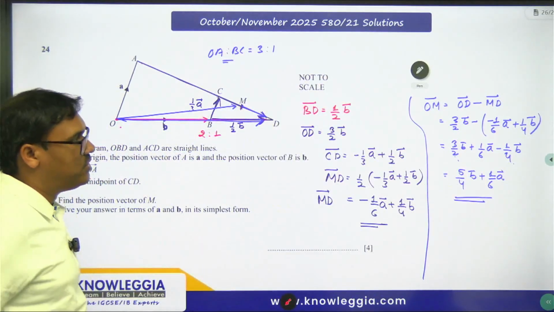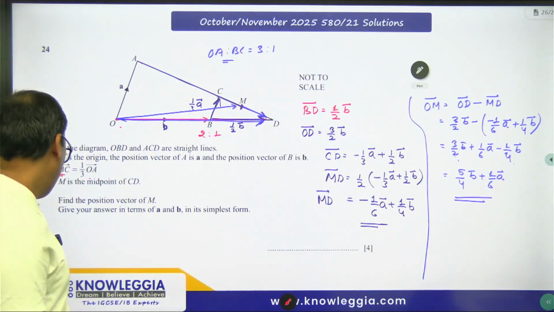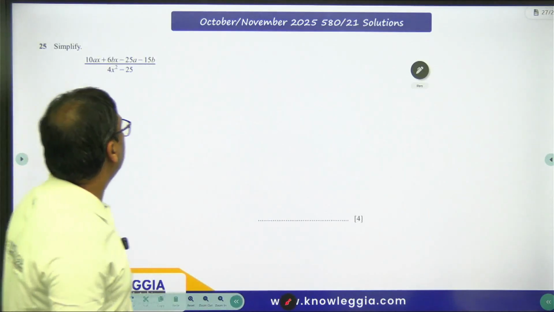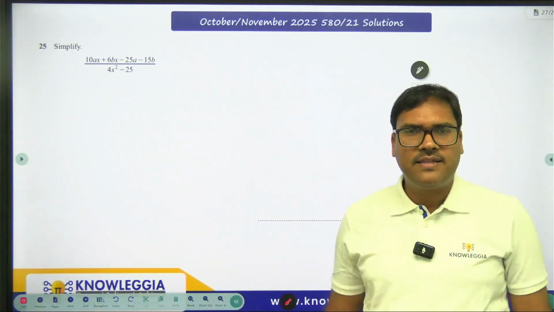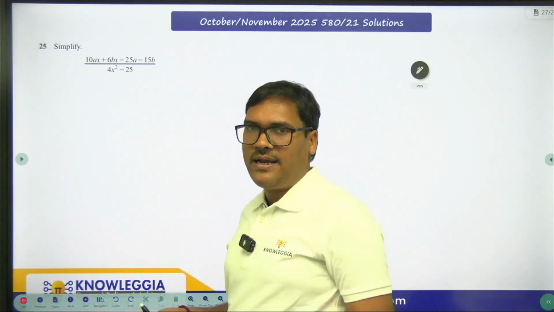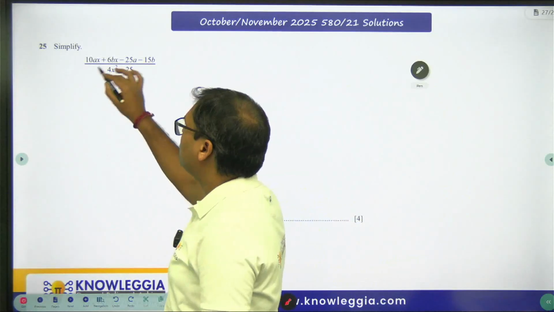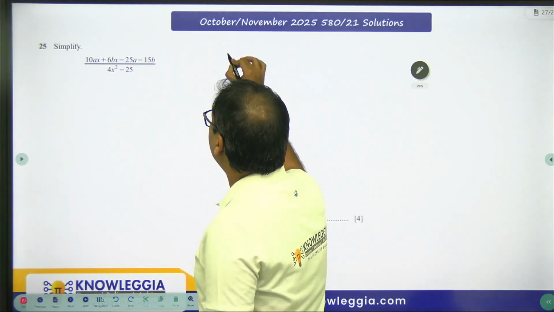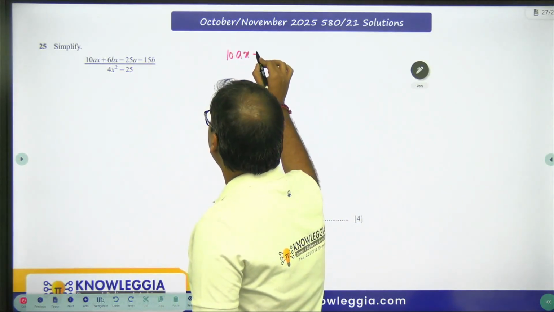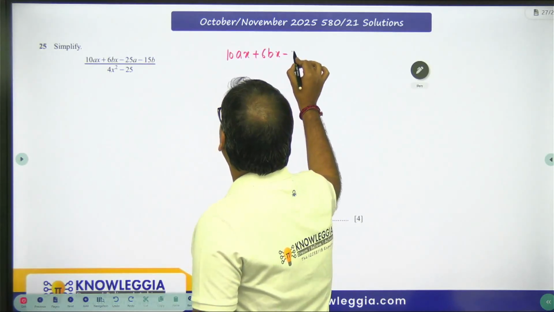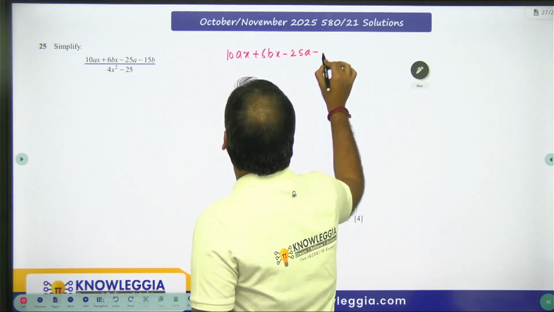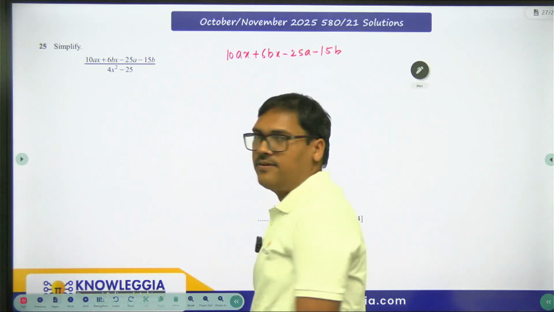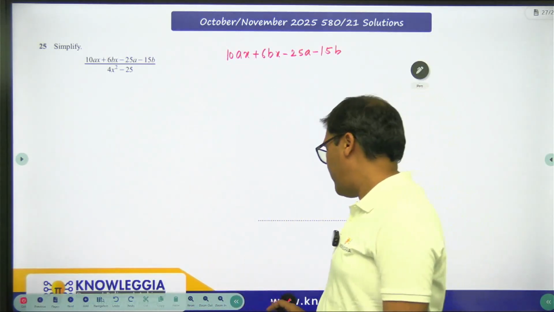This is a very interesting question. Now let's move to the next question. You have to simplify, which means you have to factorize the numerator and denominator and cancel out the factors. So let's factorize the numerator. This is 10ax plus 6bx minus 25a minus 15b. That is the numerator. So how to factorize this?